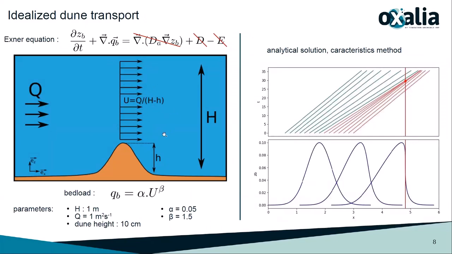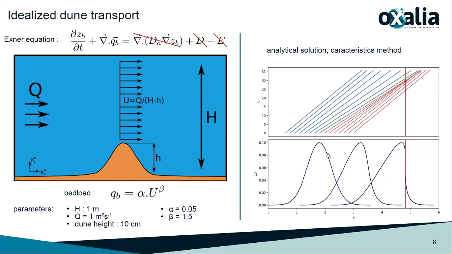And here's a scheme to explain how I impose this bed load flux. So I say that the water depth is constant and that the discharge is also constant and that the local velocity is just basically the discharge divided by the local water depth. So basically H minus the bed level. And then I say that the bed load is just a power law of the local velocity. And if I use this really idealized configuration, the Exner equation has an analytical solution thanks to the characteristics method.